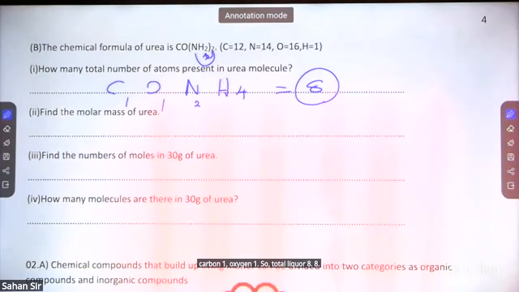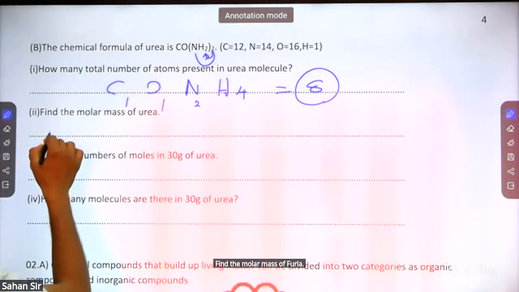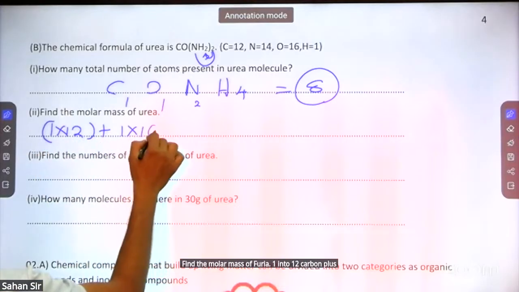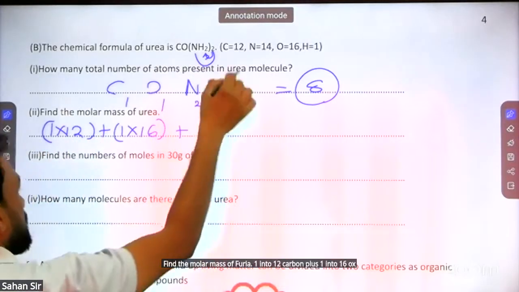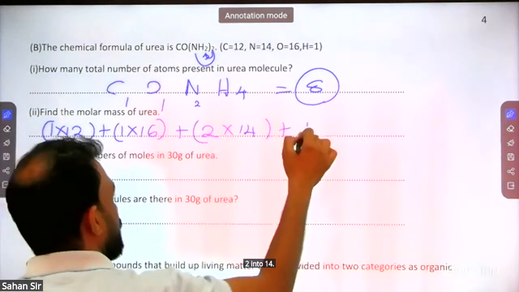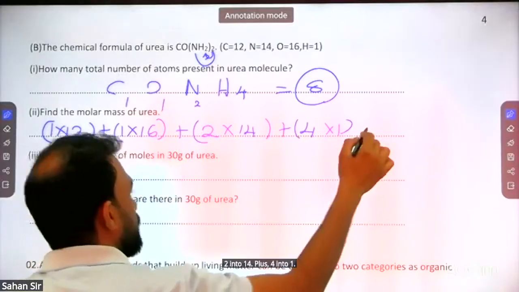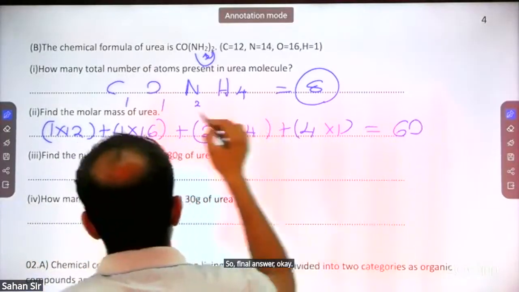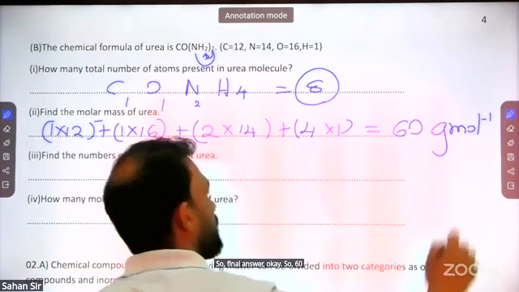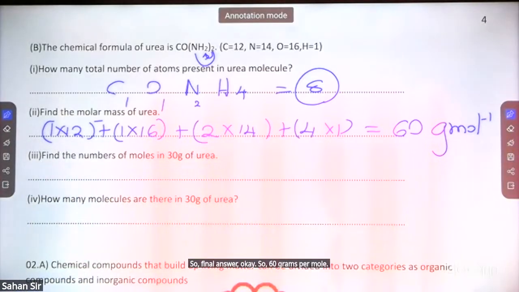Find the molar mass of urea. 1 into 12 for carbon plus 1 into 16 for oxygen plus 2 into 14 plus 4 into 1. So final answer, molar mass is 60 grams per mole.